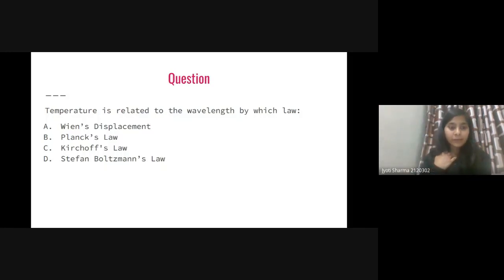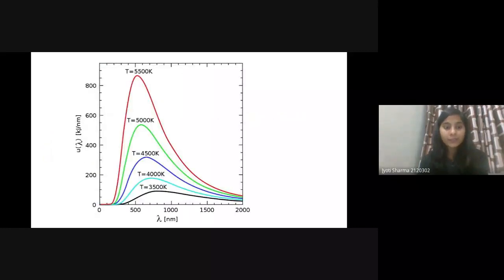Rashmi gave me answer B, the Planck law. Maybe A. A or D? Okay, so the answer is A, Wien's displacement law, and I will tell you how.